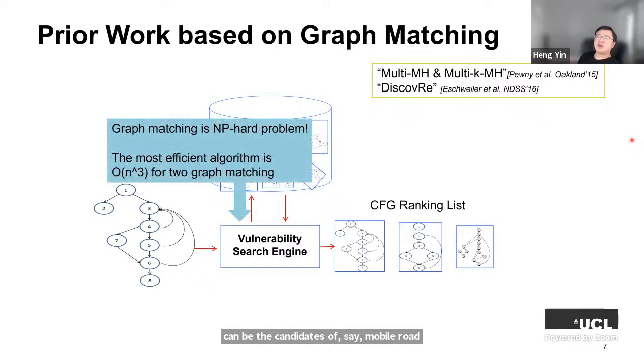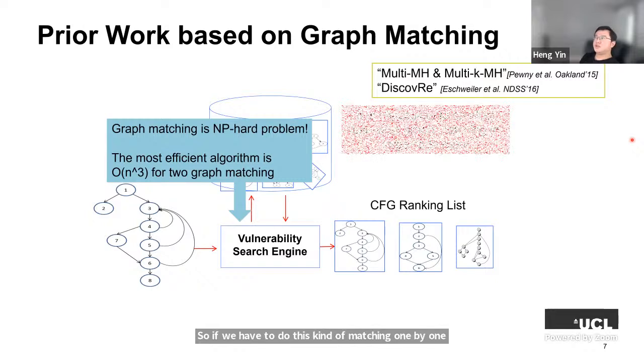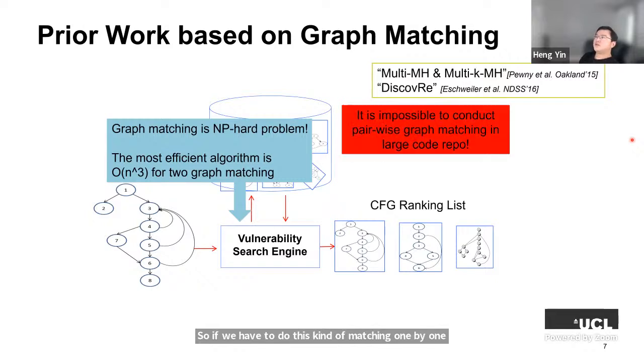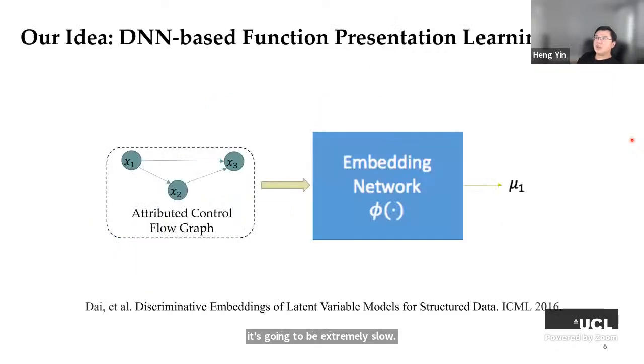The problem here is that graph matching is a hard problem, and the most efficient algorithm is about n cubed. It's already a very approximated algorithm, right? So if we have to do this kind of matching one by one, it's going to be extremely slow. Okay, so that means scalability is a problem.